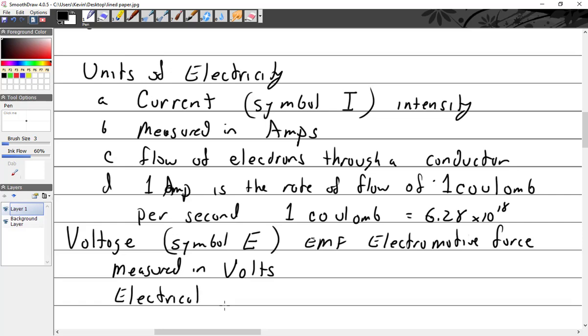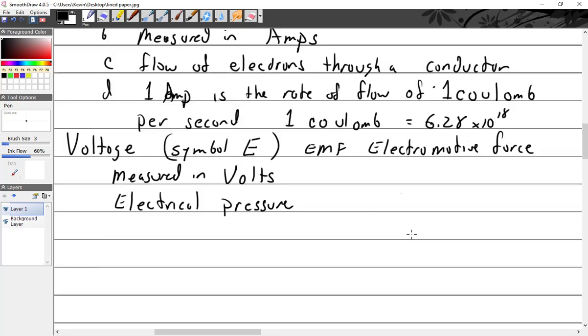Electrical pressure. So it is electrical pressure. What else do I always say it is? Electrical potential. Yep, difference of potential.